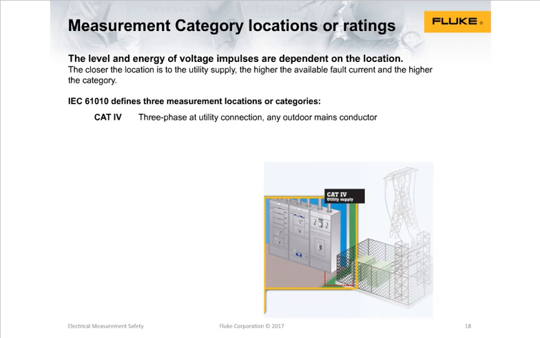So the first one is considered to be one of the most dangerous because it's the closest to where the initiation of the transient can occur, from the service entrance into the Cat 4 environment. So that's where you're closest to the proximity of the incoming power from the utility. So it refers to 3-phase at the utility connection, any outdoor mains conductors, and it offers the greatest amount of protection. But that's also where the greatest amount of energy can actually occur from. If lightning were to strike the power lines and that energy were to come into where you're making the measurement, you need a Cat 4 rated instrument with the greatest amount of protection.